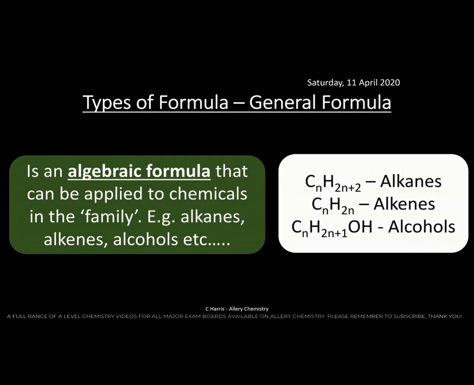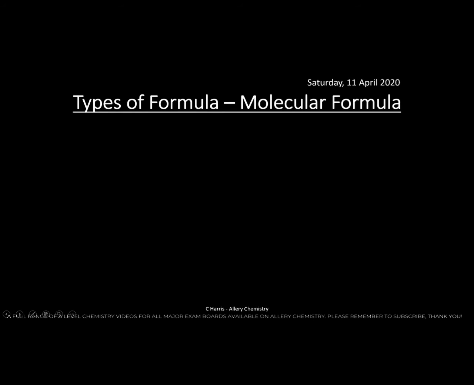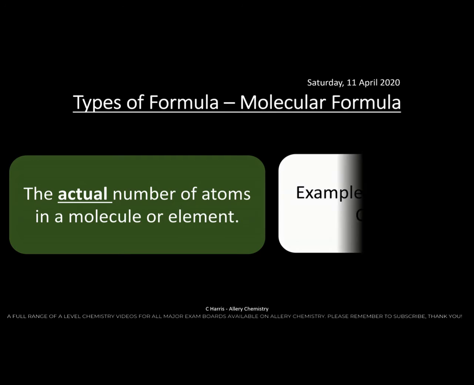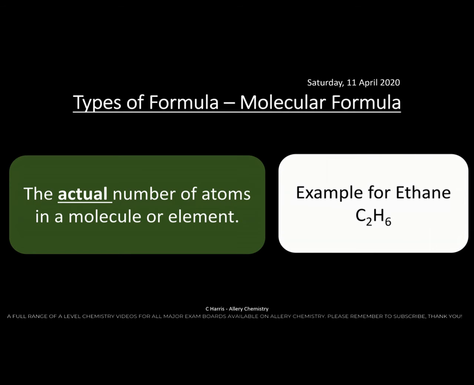So we see loads of different types. Alkanes have the formula CnH2n+2. Alkenes is CnH2n, and alcohols is CnH2n+1OH. So these are the algebraic formulas that we can use, and we've seen an example of how that can be worked before. So the next type is a molecular formula, and actually this is probably one you've seen more often at GCSE. It is the actual number of atoms in a molecule or an element. So for example, ethane is C2H6.